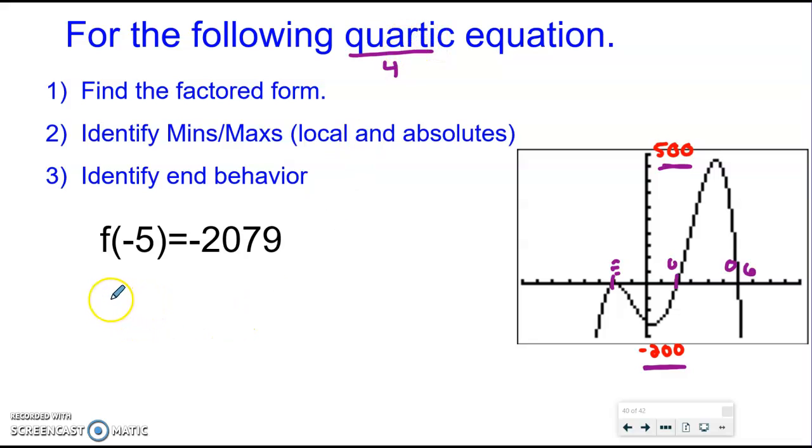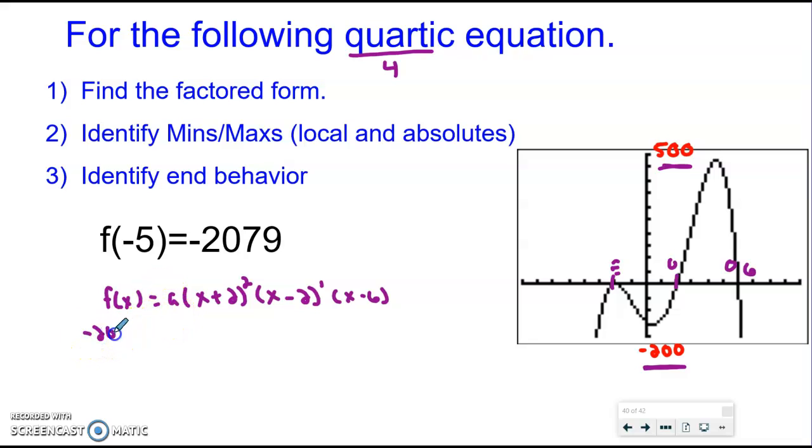So when I look at this form, I know it's going to be f of x equals a, and then the first one's x plus 2, because the x-intercept is at -2, to the second power, and then I got x minus 2 to the first, and then the other one is going to be x minus 6. So that's my polynomial. I want to find out what the a value is.